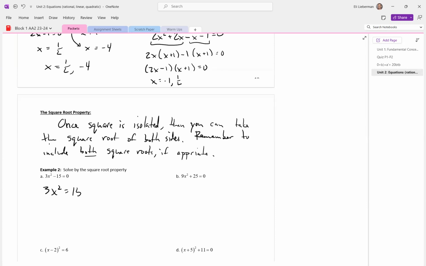3x squared equals 15. Have I isolated the square? Now I'm going to divide by 3. X squared equals 5. And now that it's isolated, we take the square root. I'm not actually going to put a physical square root over it. I'm just going to notice that when I take the square root of x squared, I'm left with x. Take the square root of 5. There are 2 answers, plus or minus square root of 5. Done.